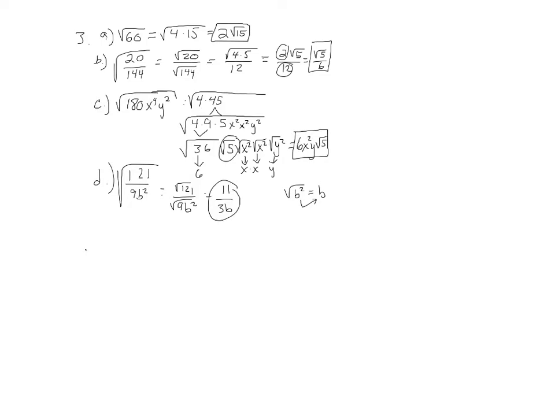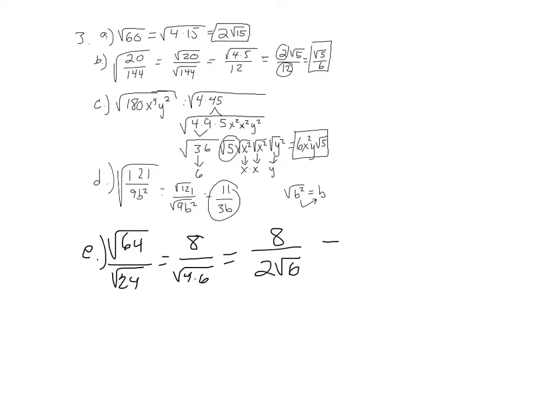Alrighty then, we've got E. The square root of 64 over the square root of 24. The square root of 64 is 8, and 24 is nothing if it's not 4 times 6. 6 is 2 times 3, but that doesn't help us. So how about 8 over 2 times the square root of 6? But you can simplify a little bit further here to 4 over the square root of 6. Sick.